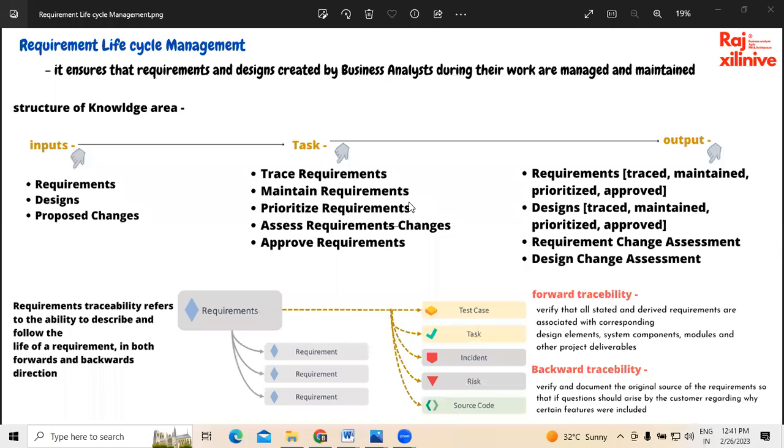Next, prioritization of requirements. I explained this some time back, right? How to prioritize the requirements using the MoSCoW technique, I have explained. You understood that.